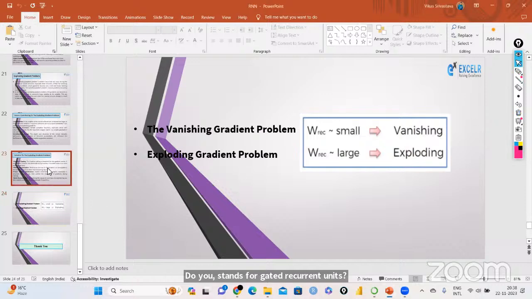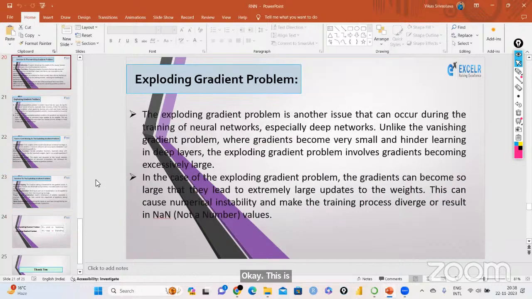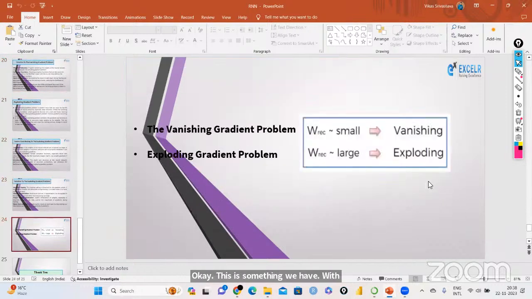This is something we have with this RNN kind of architecture. Any questions, guys? Anyone with this part? Let me check with YouTube, guys.